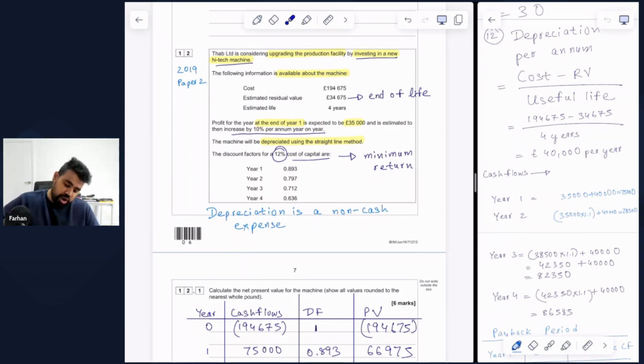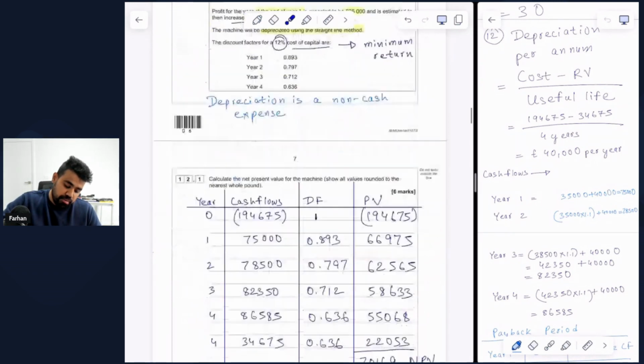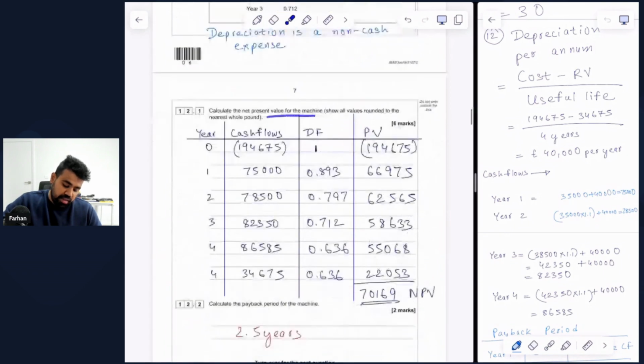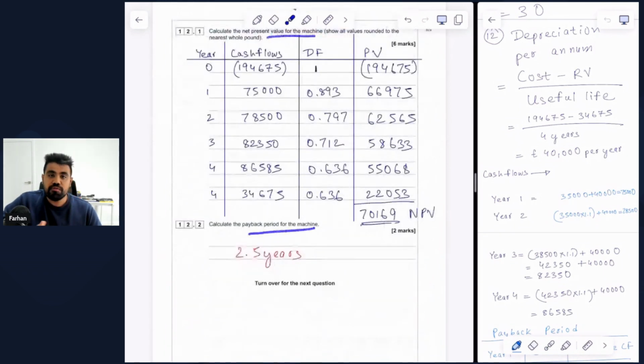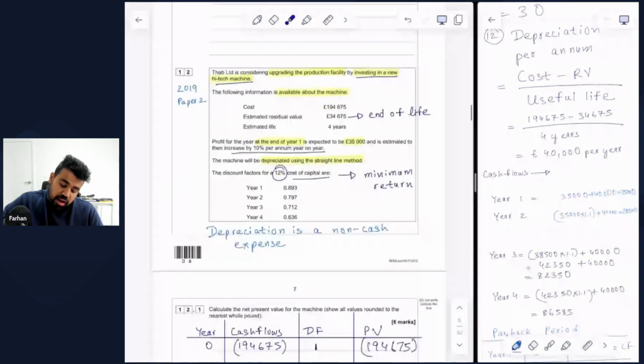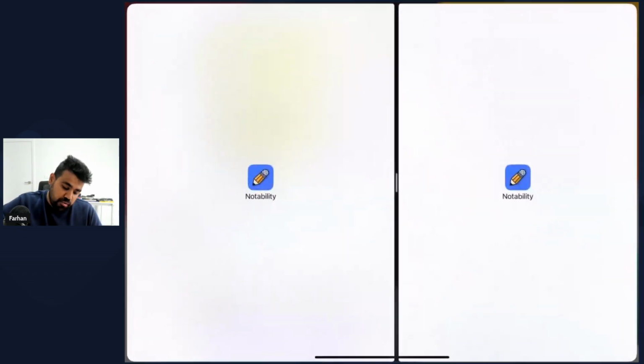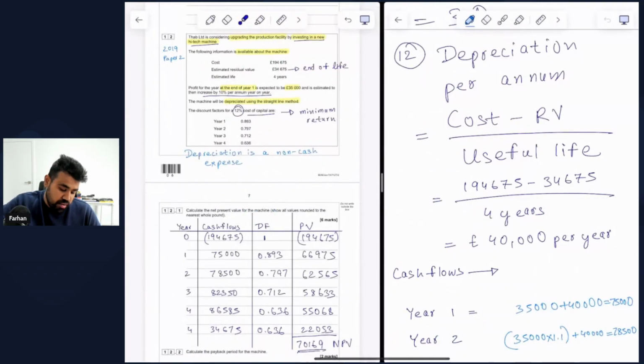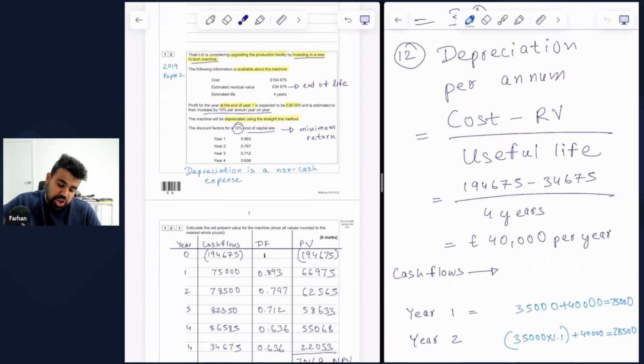The requirement of the question is to first find the net present value and then also the payback period for the machine. Now, we first need to find the depreciation per annum. So you can get to see the workings on the right-hand side of the screen. Now, depreciation per annum, because we're using the straight line method, can be calculated by taking the cost and subtracting the residual value and then dividing with the useful life.